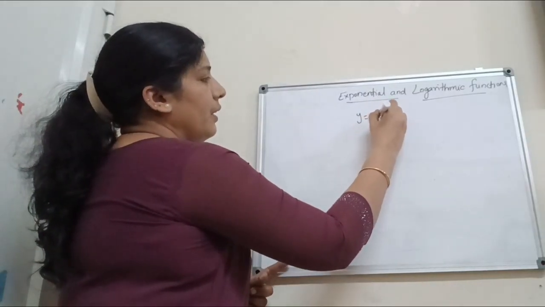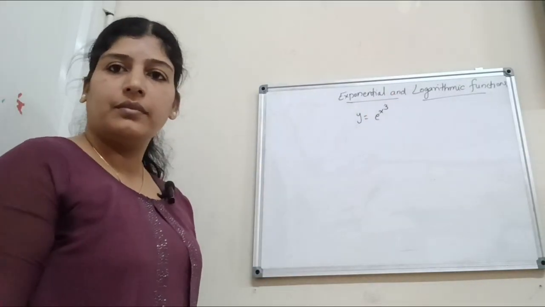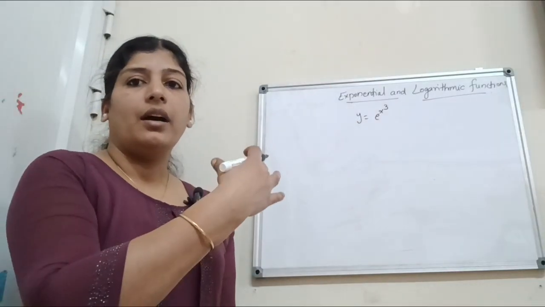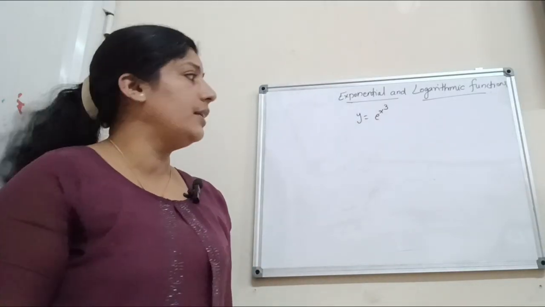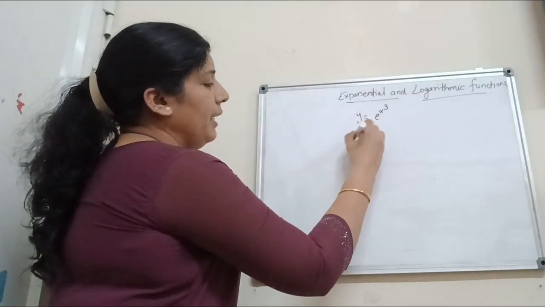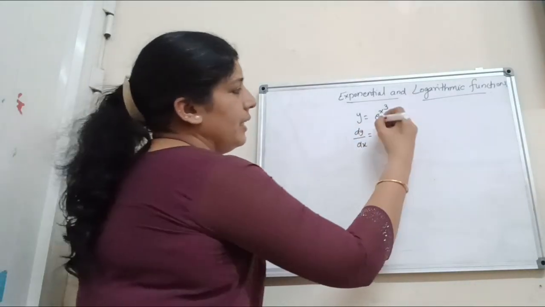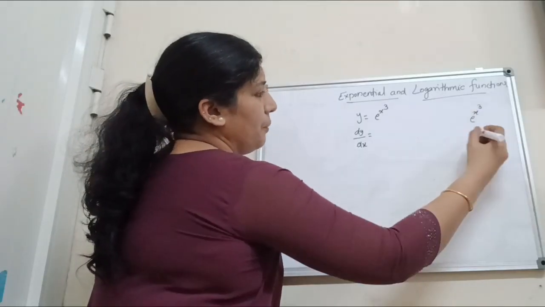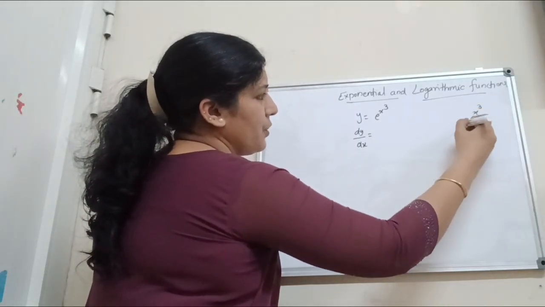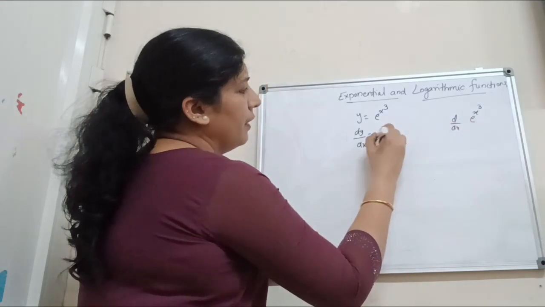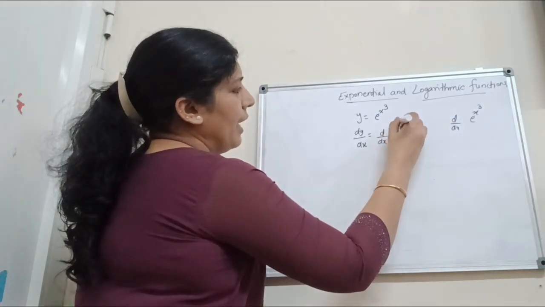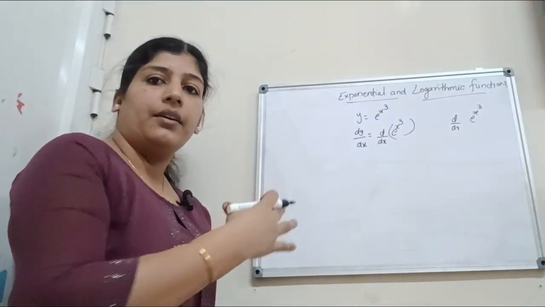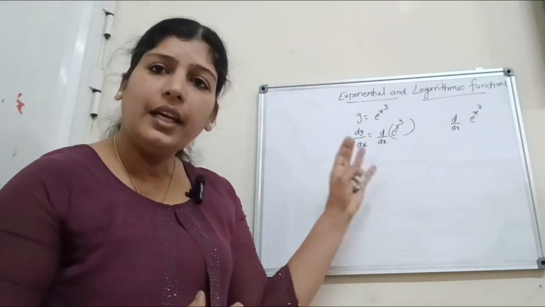y equal to e raised to x cube. That means e raised to x whole raised to 3. That is the power on the power. How can we consider here? Here dy by dx equal to, first we can consider it is of the form e raised to x. That is e raised to x whole raised to 3. Therefore, d by dx of e raised to x whole cube. Here derivative of e raised to x is e raised to x itself.